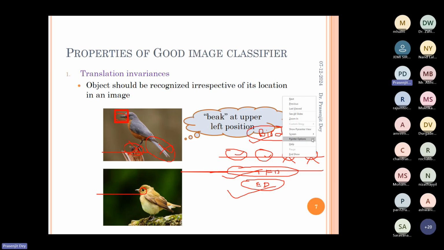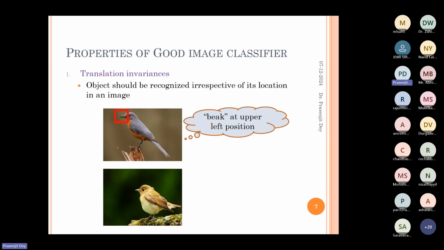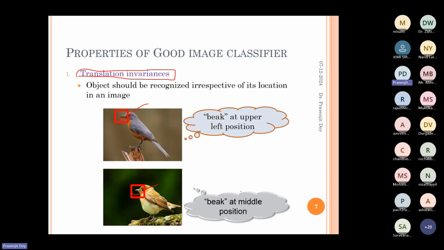Now, our classifier behavior should not deviate with respect to the position of the bird. Here the beak you can see at the top left, here you can see the beak is at the center. So our classifier performance should not deviate or be confused by the position of these features, because it doesn't matter where the features are in the image, I should be able to identify it. That is the property of translation invariance. Every good classifier should have it.